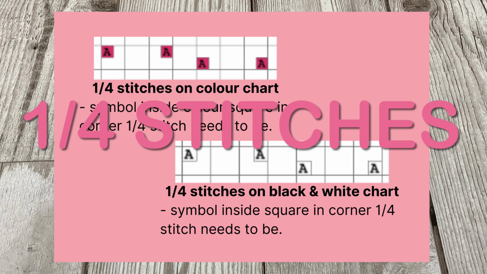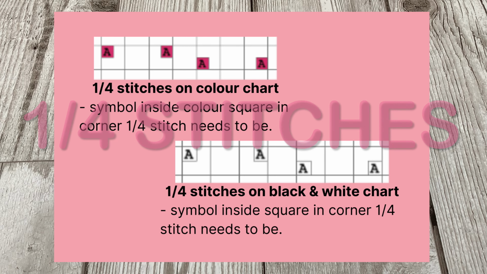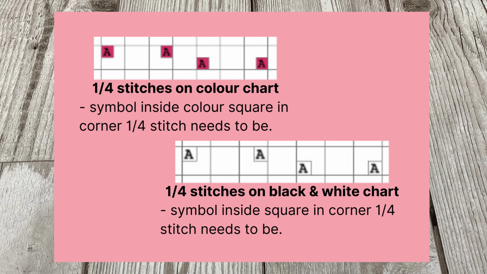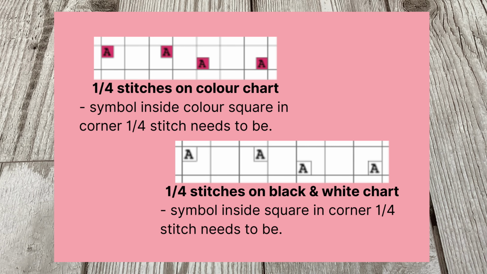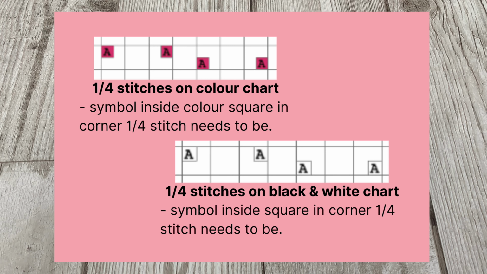This is how the quarter stitch is shown on my cross stitch charts. As you can see, the symbol indicating which colour of thread you should be using is in a small square inside the larger square indicating the square of fabric. This shows you which corner of the square your quarter stitch should be done in. On the colour chart, the little square is coloured in. To me, this makes it just easier to distinguish, which is why I prefer using my coloured charts.